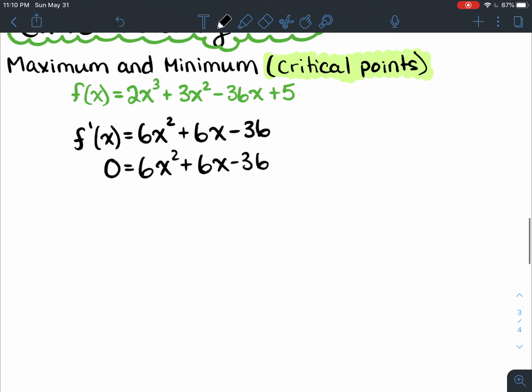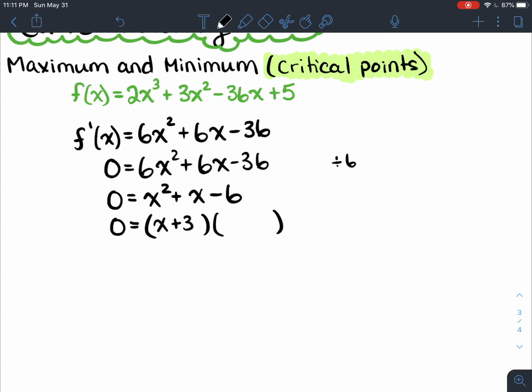All right, I'm going to go ahead and divide that whole equation by 6, because 0 divided by 6 is still 0. Then I'll just get x squared plus x minus 6. That makes that a lot easier. So I just divided everything by 6. Now I'm going to factor. All right, what multiplies to negative 6 and adds to 1? How about x plus 3 times x minus 2? Because 3 times 2 is 6. And yeah, that seems good.